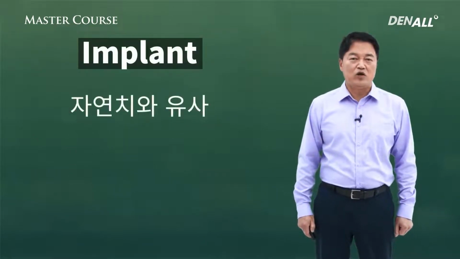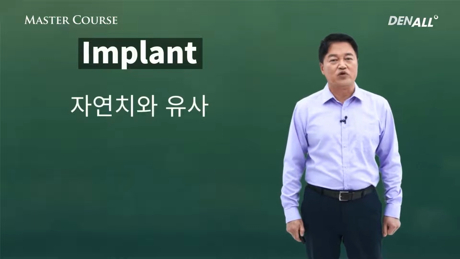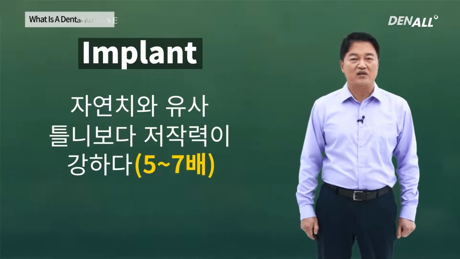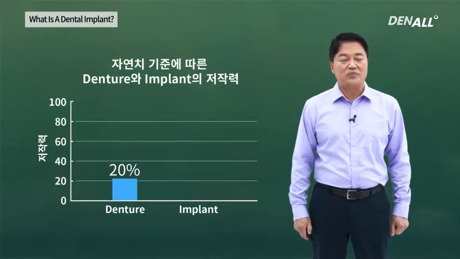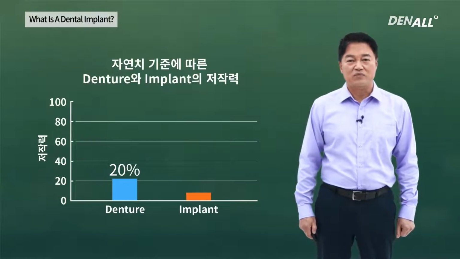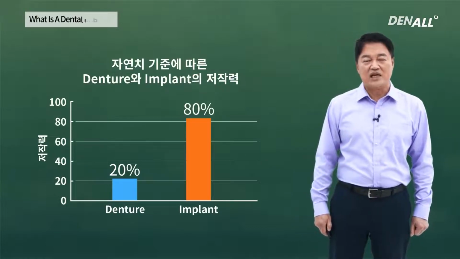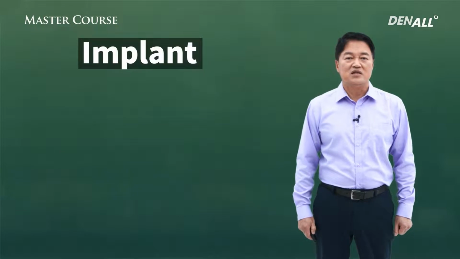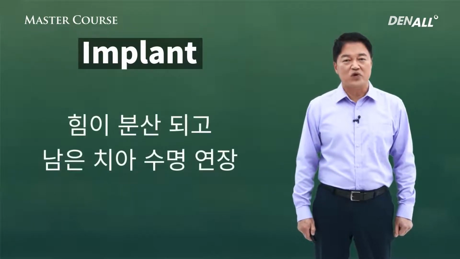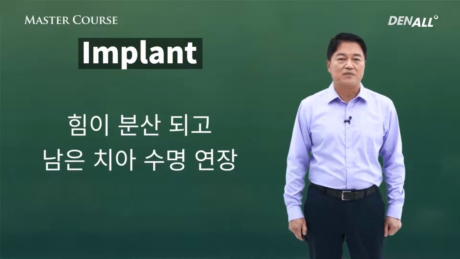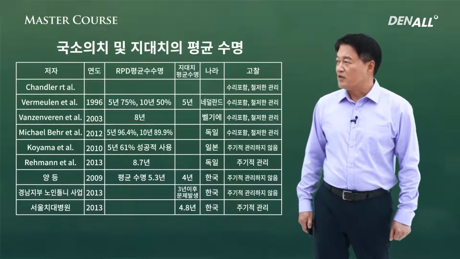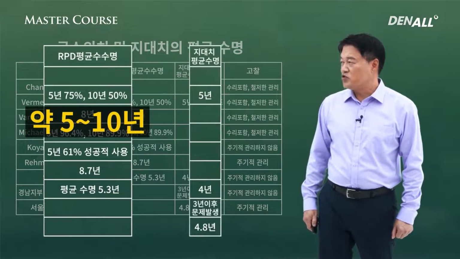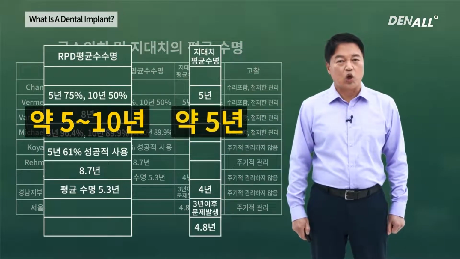On the other hand, regarding implants, it's very similar to natural teeth, and it has stronger masticating force compared with denture, 5 to 7 times stronger. Denture compared with natural teeth is approximately 20%, and as for implant, it's 80%, and it can restore masticating force. In that way, with implants, force is dispersed and the lifespan of remaining teeth can be improved. If you look at multiple literature, RPD's average lifespan is approximately 5 to 10 years, and for abutment, it's approximately 5 years, so it's shorter.